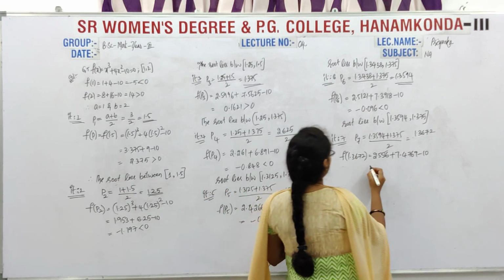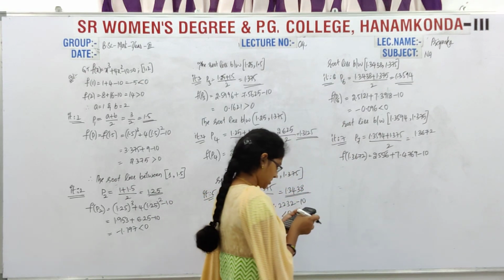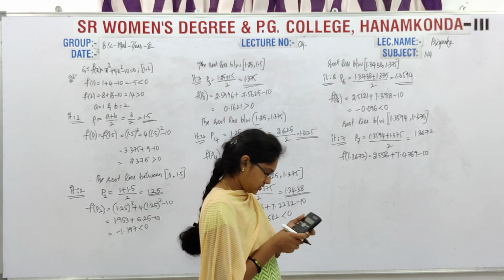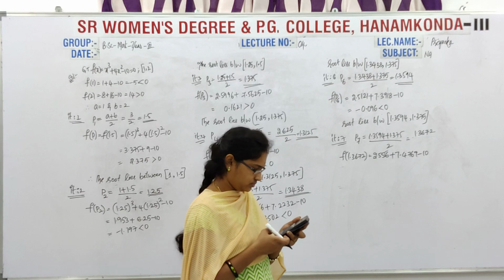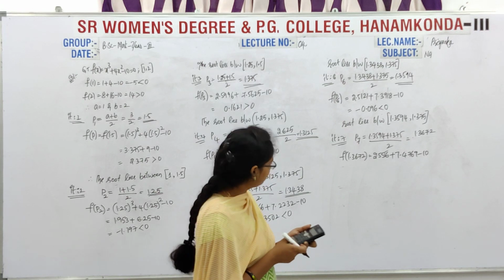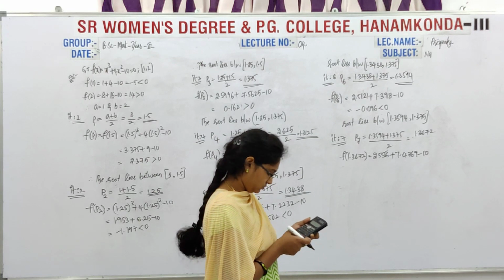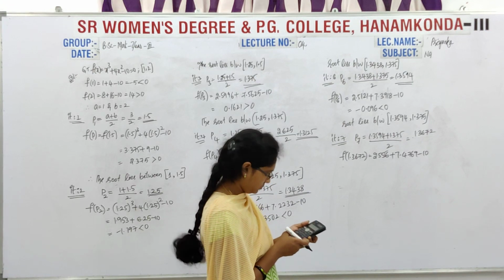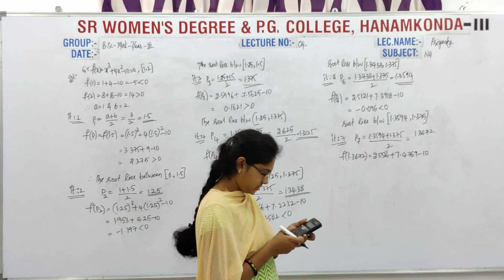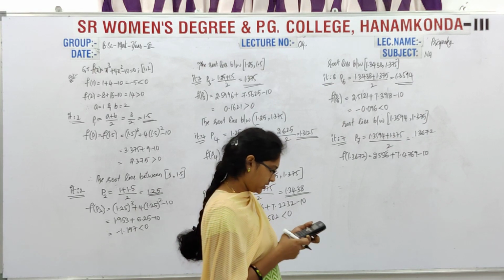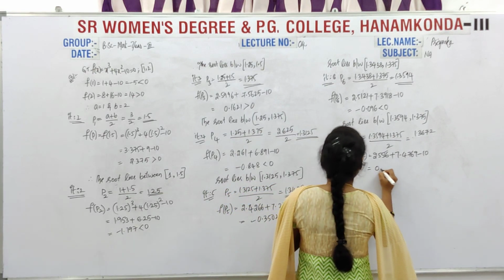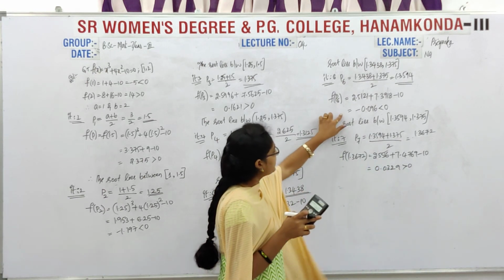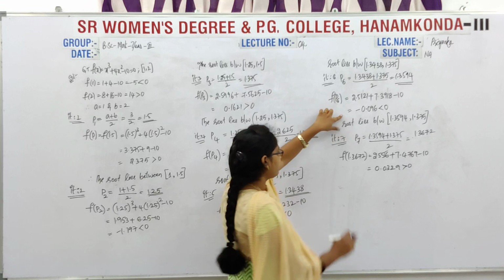Yes, it is nothing but simply... wait, I want to check once again. 1.3672. Yeah, right. 4769 minus 10 gives 0.0329, which is a positive value. So the previous one is negative and now here we have positive.